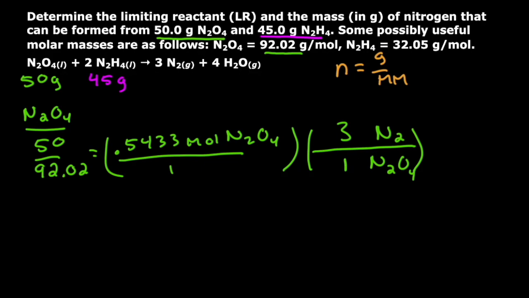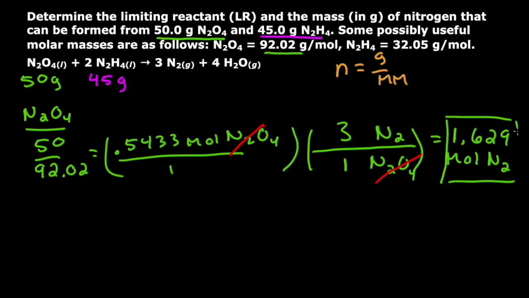And what's going to happen is this N2O4 will cancel with this N2O4, and then I'll be left with N2 right here. And so when I do this number here times 3 divided by 1, I'm going to get 1.629, and this will be moles of N2. And so here is the moles of the N2 that can be produced from 50 grams of N2O4.